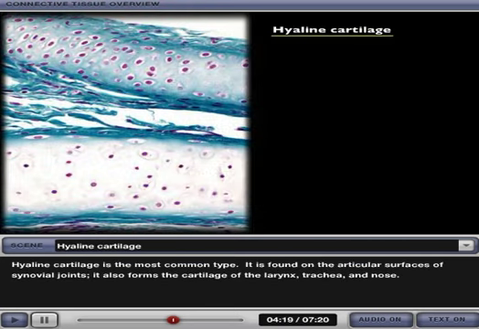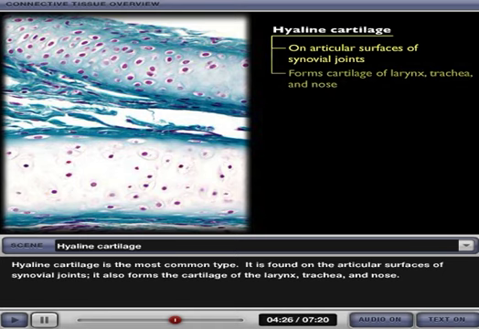Hyaline cartilage is the most common type. It is found on the articular surfaces of synovial joints. It also forms the cartilage of the larynx, trachea, and nose.